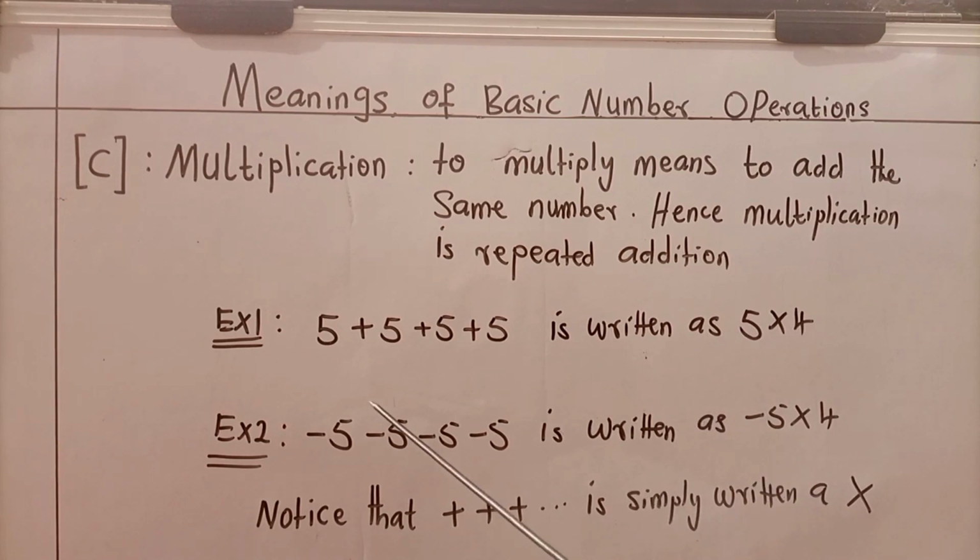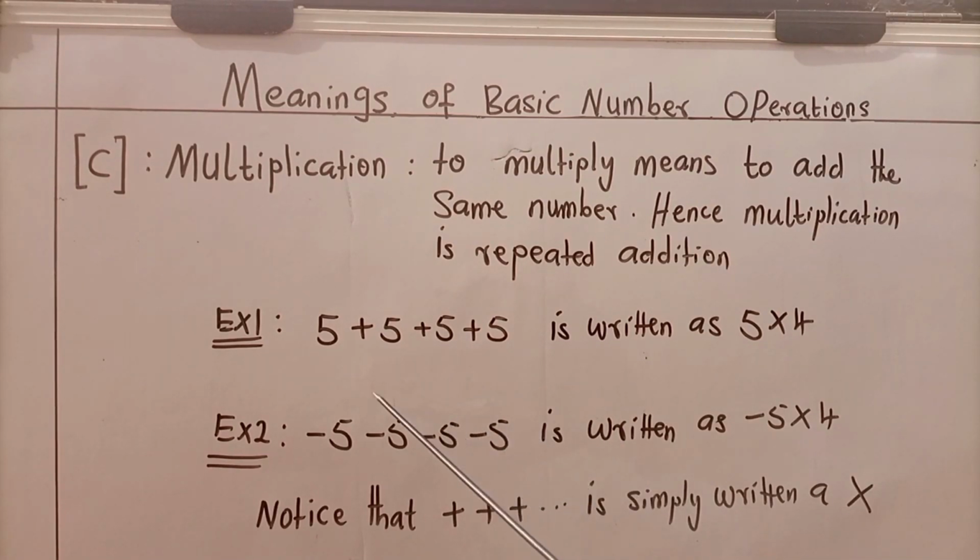In contrast, here in example 2, we are focusing on the same 5, but this time around, we are owing the 5. We don't have it. That is why it reads minus 5, minus 5, minus 5, minus 5.